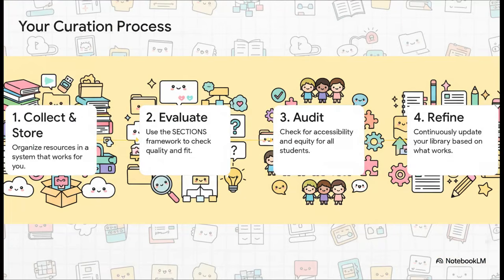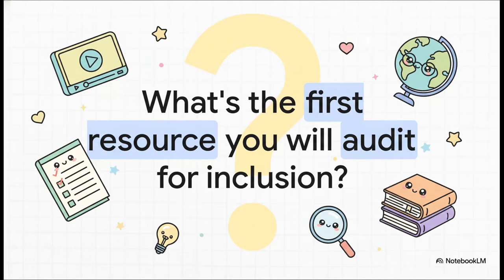Think of this 4-step process as your new go-to workflow. Step 1. Collect and store things in a way that makes sense to you. Step 2. Evaluate them using a framework like sections. Step 3. Run that critical inclusion audit. And step 4, this is a big one, you revise and refine. You're always updating your library based on what actually works in your classroom. This whole cycle is what takes you from just being someone who uses resources to someone who is a professional curator.